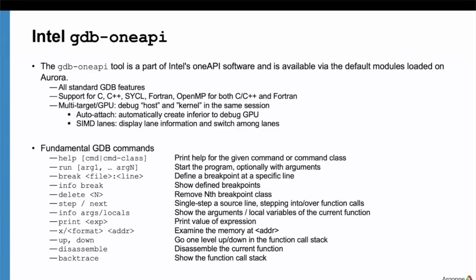And you may want to examine the memory at a specific address. In that case, you can just use x/format and address. And you may go up and down in the function call stack. If you want to disassemble the current function, you can just use disassemble on the GDB line, and backtrace will give you the function call stack. So these are the most basic ones, and probably you're more familiar with more commands. You can use all the GDB standard commands here.